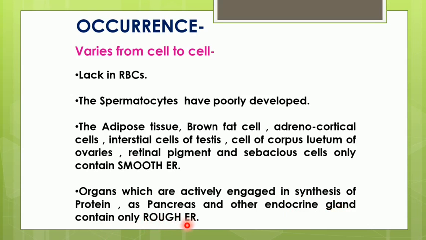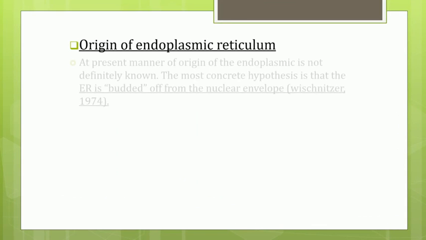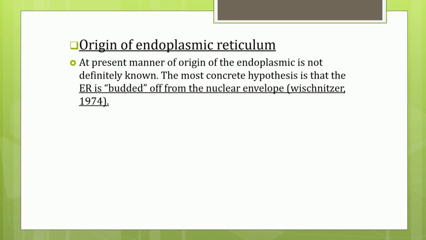Okay, we will understand there are two types of ER, that is rough endoplasmic reticulum and smooth ER, in the next slide. Origin of the endoplasmic reticulum. The ER is said to be developed from the outer nuclear envelope. So the nucleus has two layers around itself, the inner layer, called the inner nuclear membrane, and the outer nuclear membrane. So from this outer nuclear membrane, the endoplasmic reticulum arises.